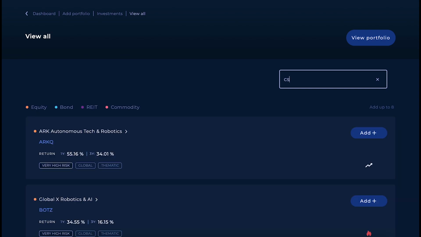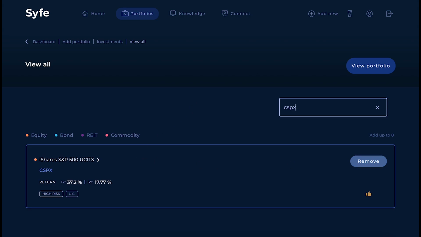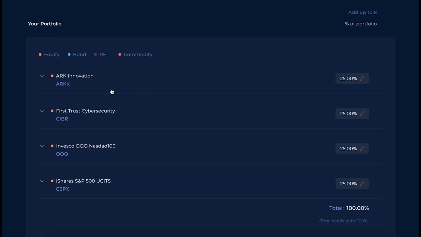And let's say I also want a lower risk one, the S&P 500. I use CSPX because this is Ireland domiciled, so there's a lower dividend withholding tax of 15%, and then I add this to my portfolio. So let's see my portfolio now. I have chosen 4, right? ARK, cybersecurity, QQQ, and CSPX.